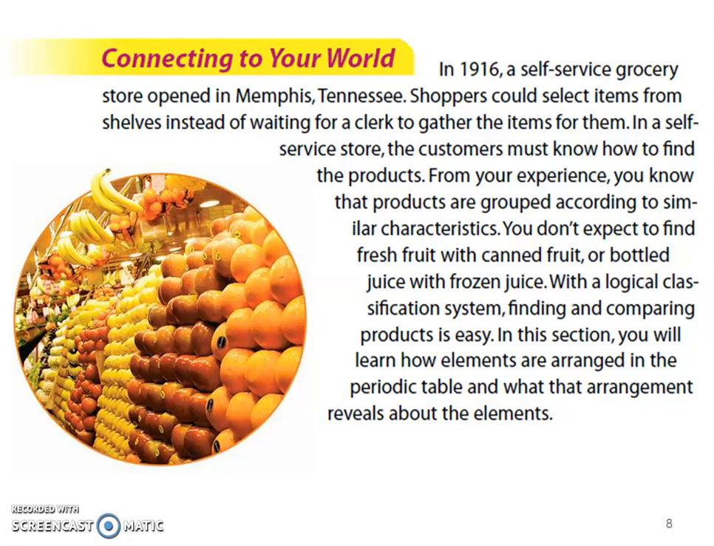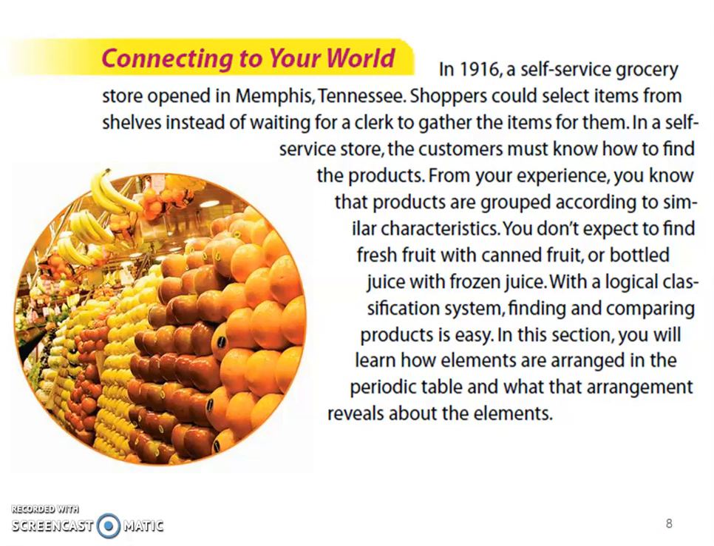In this section, you will learn how elements are arranged in the periodic table and what that arrangement reveals about the elements. So think about a grocery store today. Most grocery stores, as soon as you walk in, have the fresh fruit aisle or the vegetable aisle. And have you ever noticed that most grocery stores have the milk and the bread all the way in the end, where you have to walk through the entire store? There's a reason for that.